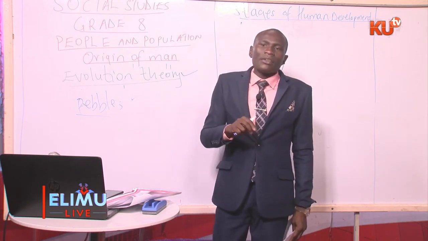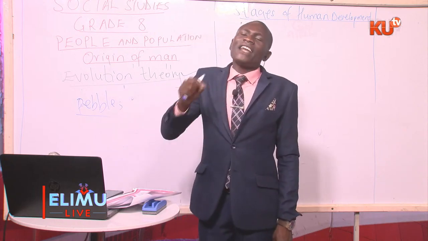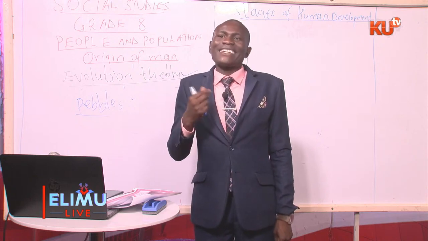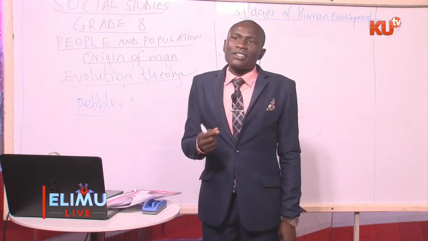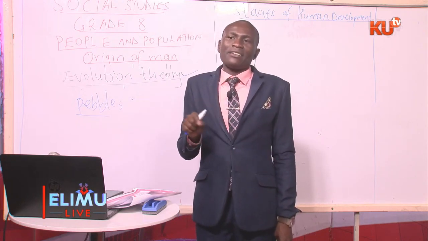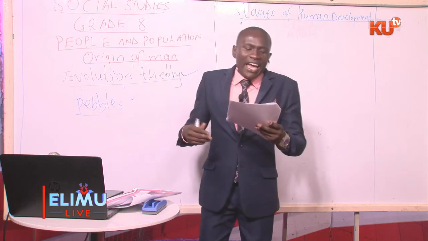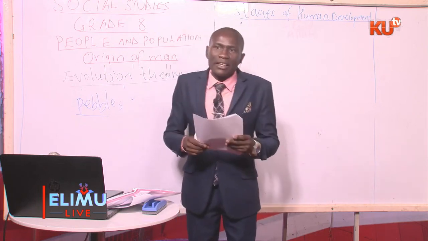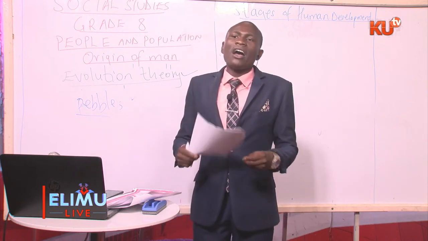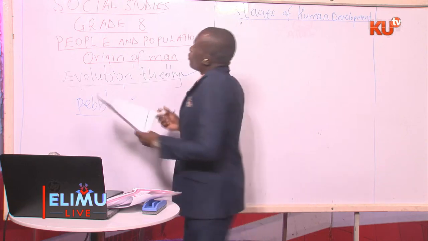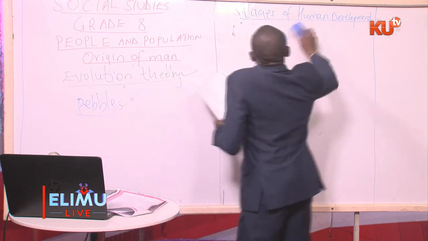Now, next, as we have said, all these stages, their remains were found in Africa. And that's why we say Africa is regarded as the cradle of humankind, because all the remains of these early humans were found in Africa. So we want to look at where these remains were discovered in Africa. Where were they found? We'll be looking at the location.